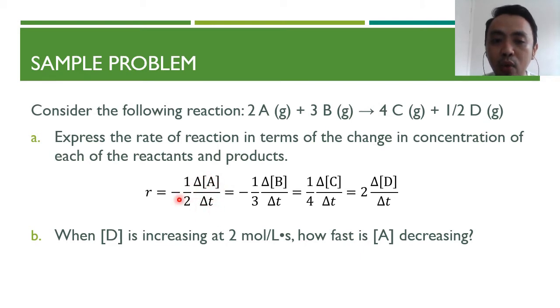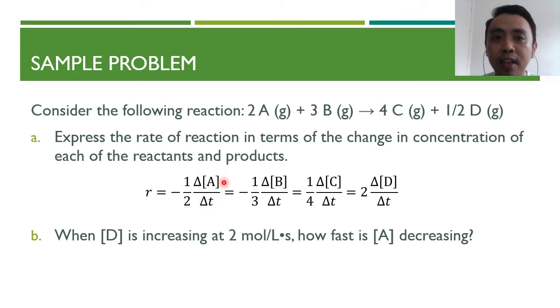Now let's break down this term in here. The negative sign indicates that we are dealing with a reactant whose amount is decreasing over time. The 2 in the denominator in this coefficient comes from the coefficient of A in the balanced chemical equation. Delta A over delta t represents the rate of disappearance of the reactant A.